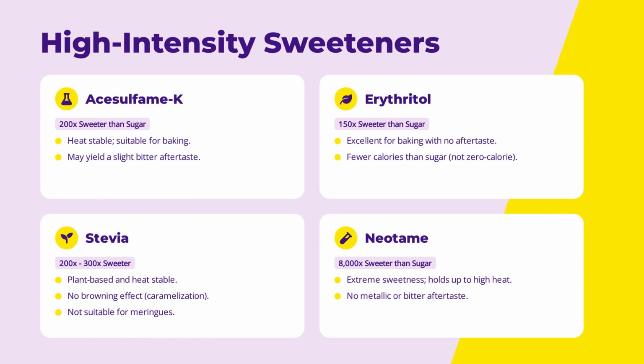Finally, let us discuss high-intensity sweeteners that are widely used in modern bakery and confectionery products. The first sweetener mentioned is acesulfame K. It is approximately 200 times sweeter than sugar and remains stable even during high-temperature baking. Although it performs well during processing, excessive quantities may produce a slight bitter aftertaste.